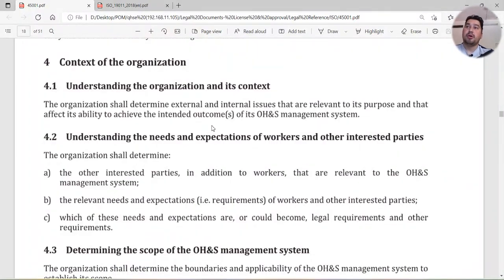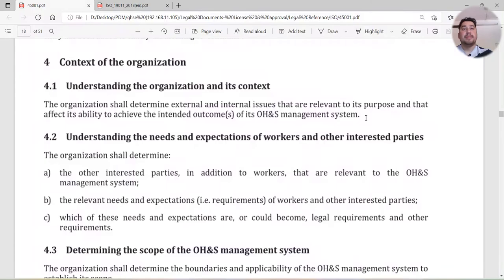Clause number 4, context of the organization, has a sub-clause, 4.1. It says: understanding the organization and its context. The organization shall means it is a requirement. I give you 4 words: shall, can, may. So the organization shall determine external and internal issues that are relevant to its purpose, and that affect its ability to achieve the intended outcome of its occupational health and safety management system.